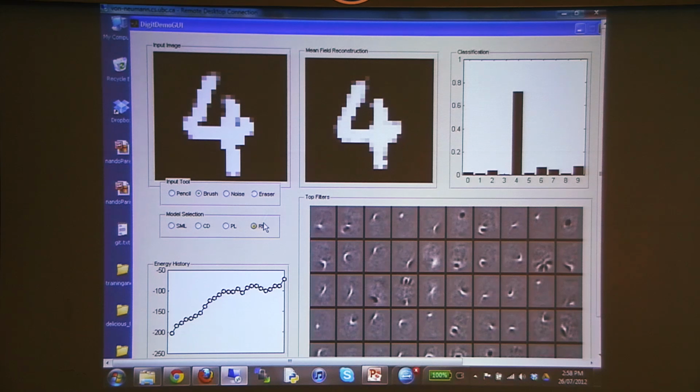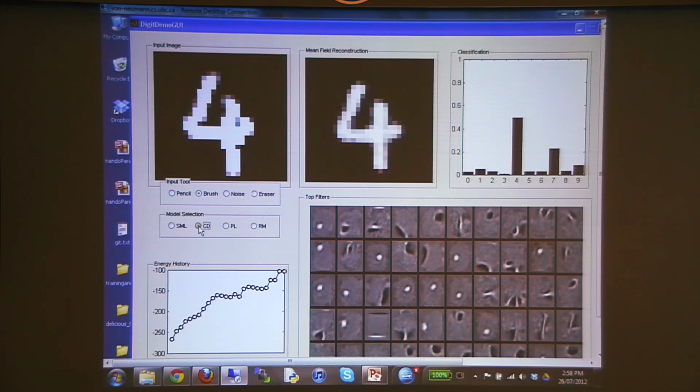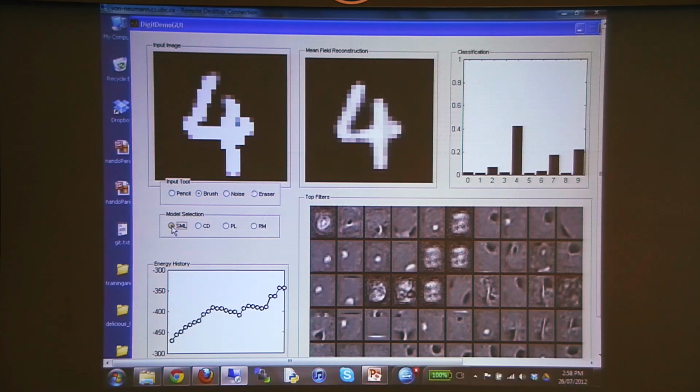I'm not talking about algorithms. I'm not talking about tricks. I'm talking about the general rules that we use to learn, the principles underlying inference. So there's this one. This one is still off with the 4, doesn't like it. CD still does okay. And stochastic maximum likelihood does okay.